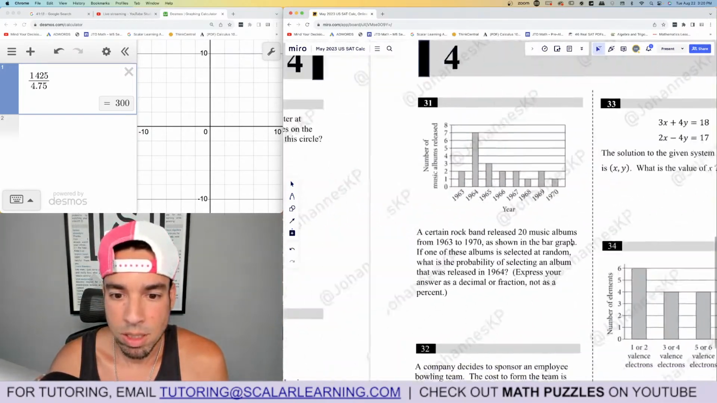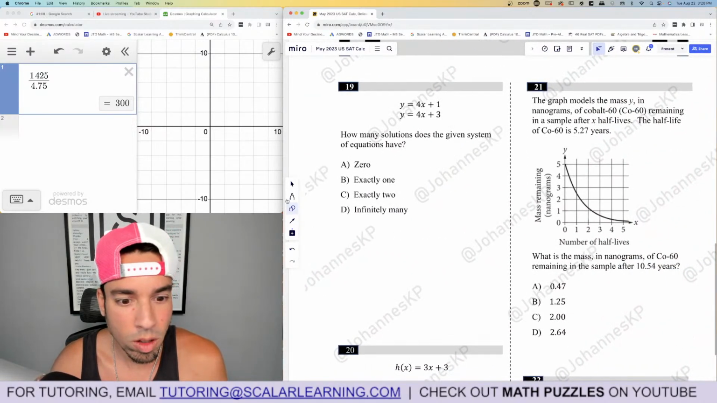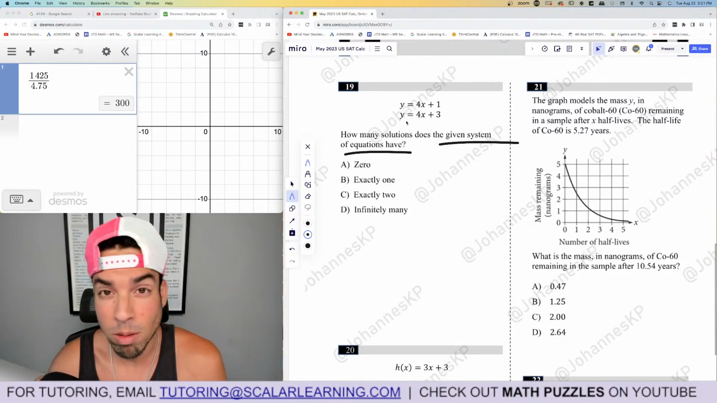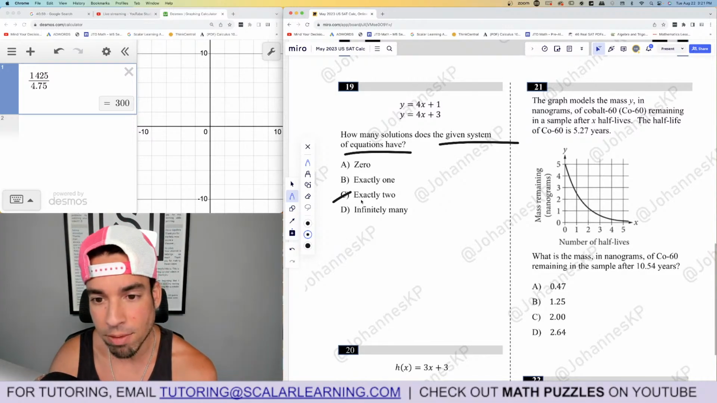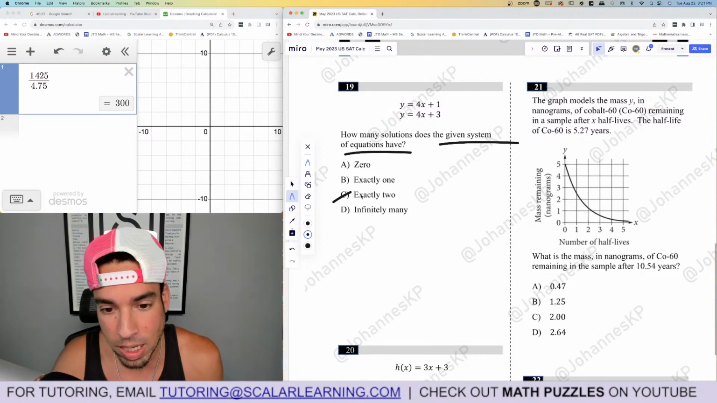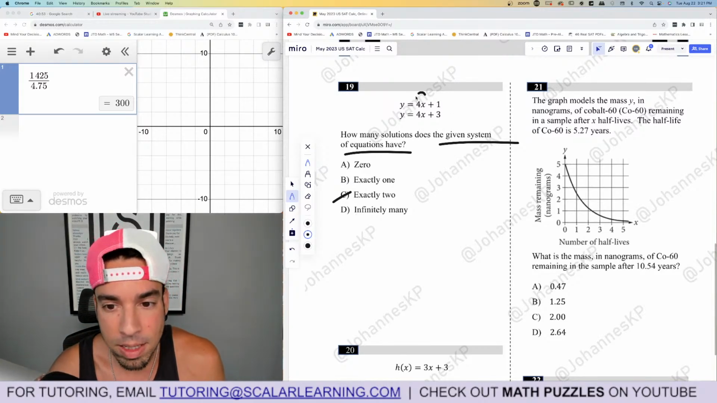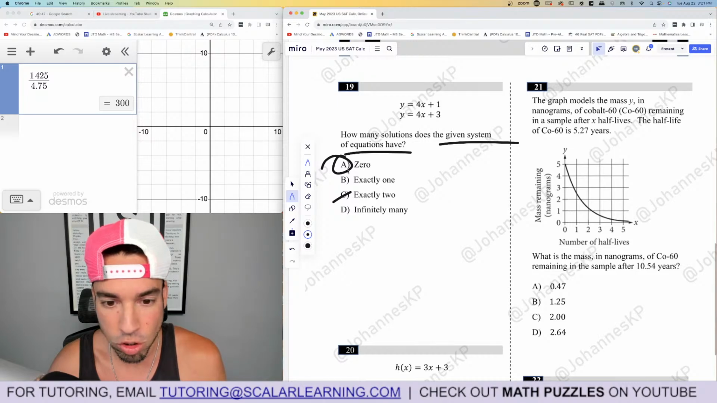Okay, number 19. Let's go. How many solutions does a given system of equations have? All right, immediately, when we're talking about number of solutions, it can either have 0, 1, or infinite. It cannot have 2 solutions for lines, right? But in this case, I can immediately see they have the same slope, different y-intercept. That tells me these lines are parallel, which means it's going to have no solutions, or 0 solutions.